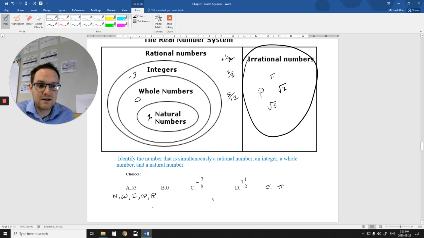0, like we talked about here, is not a natural number, but is a whole number. Because it's a whole number, it's an integer. Because it's an integer, it's a rational number. Because it's a rational number, it's a real number.